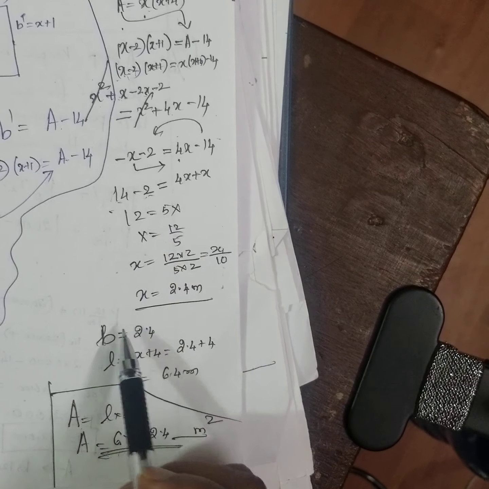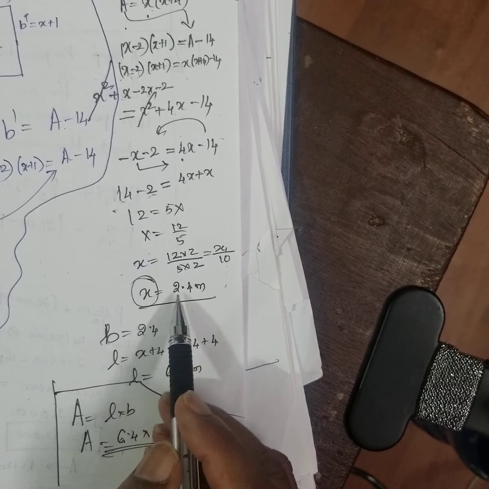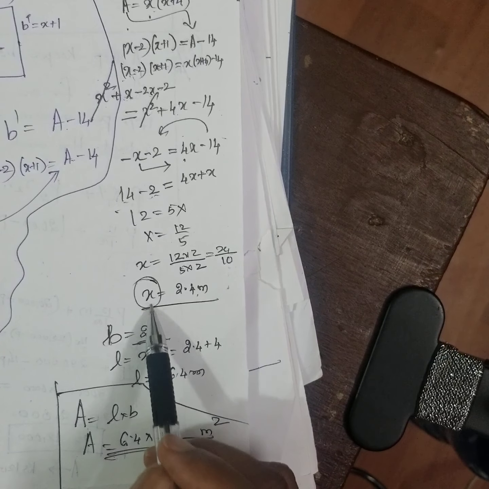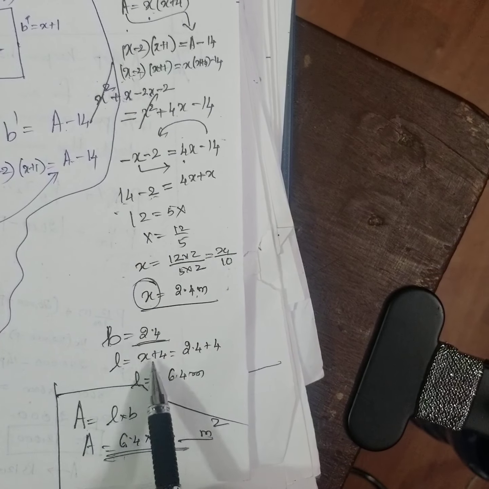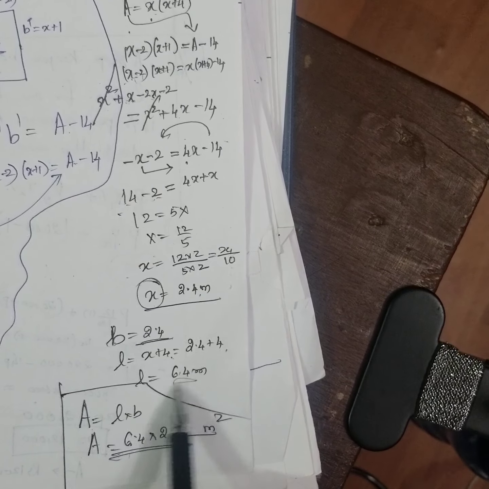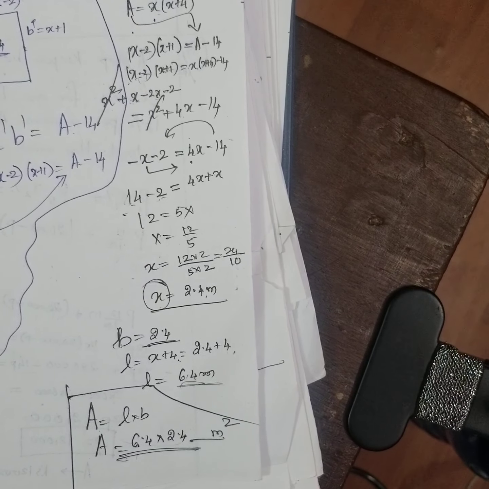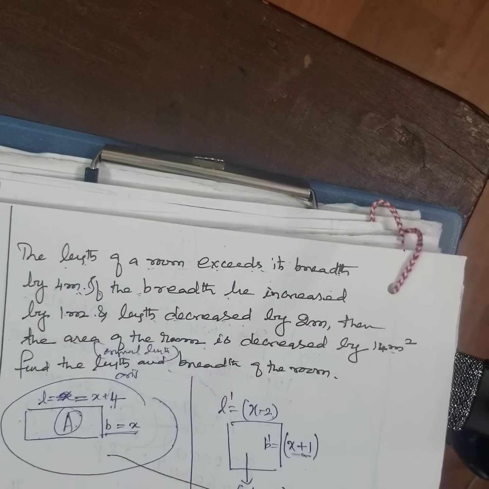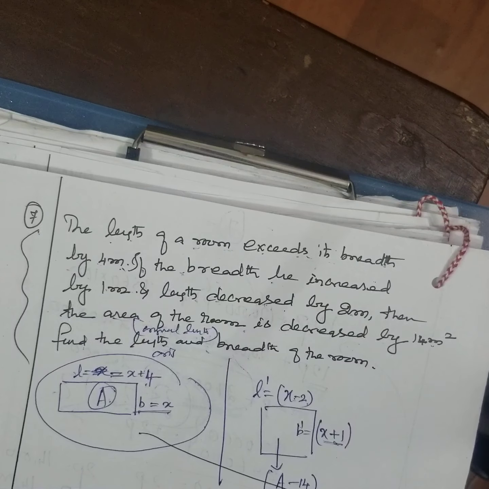Now here x is equal to 2.4, breadth is 2.4, length is equal to x plus 4, isn't it? Therefore 2.4 plus 4, 6.4, that area you will get. Right? This type of problems are a little bit confusing, but you have to be very careful in doing it.